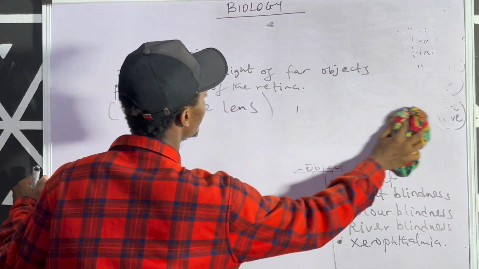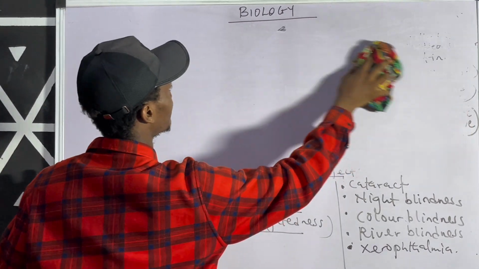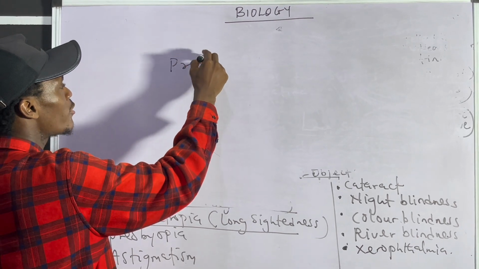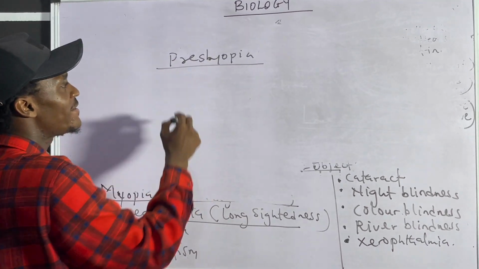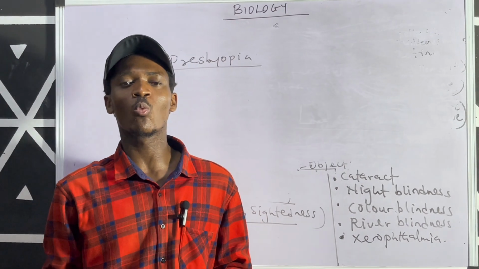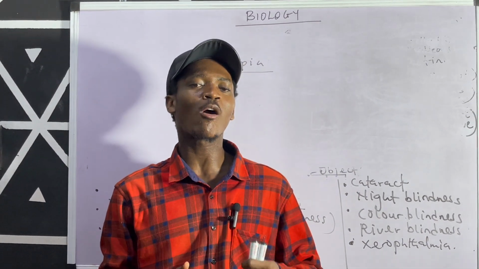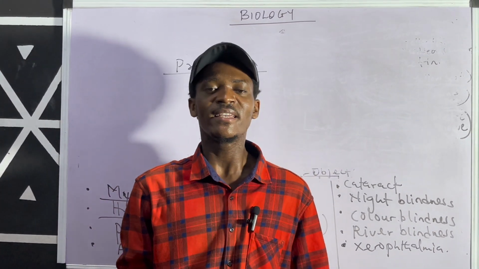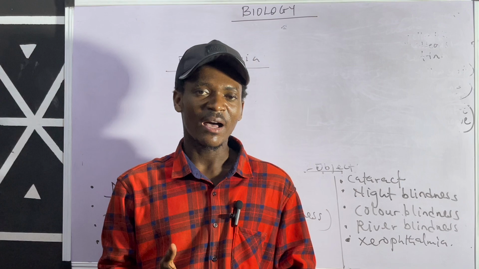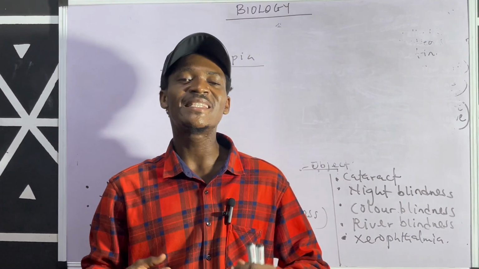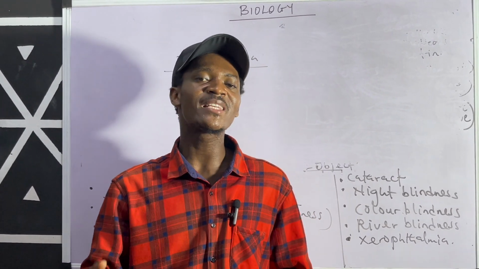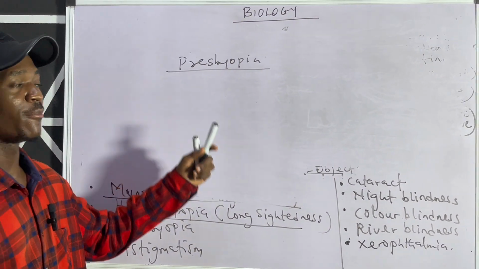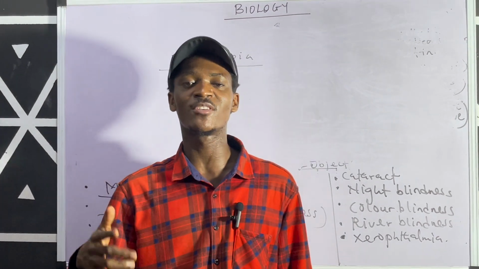Then the next is presbyopia. Now, presbyopia is simply an eye defect that results when there is a loss of the accommodation of the eyes. And what can result in the loss of accommodation is when the lens or the ciliary muscle loses their elasticity. When there is a loss of the elasticity of the lens and the ciliary muscle, it can result in presbyopia, and that can come as a result of aging.